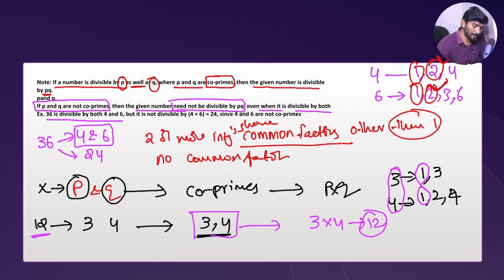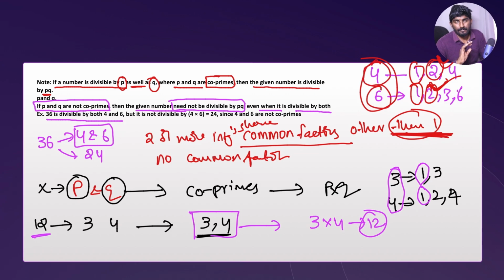What is the definition for co-primes? Only one should be common. But here 2 is also common. So these both are not co-primes. As well as this is not a prime number. That is, we are not talking about prime numbers. We are talking about co-primes.